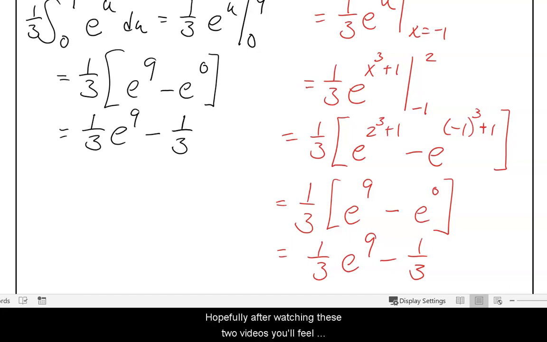Hopefully, after watching these two videos, you'll feel more confident about doing a U substitution integration problem. I hope that you become masters of these because they truly are fundamental to doing integration from this point forward. There's almost nothing that you can do in Calculus 2 if you cannot do accurate U substitution every time you see it. It really is that basic. This is the end of this video.